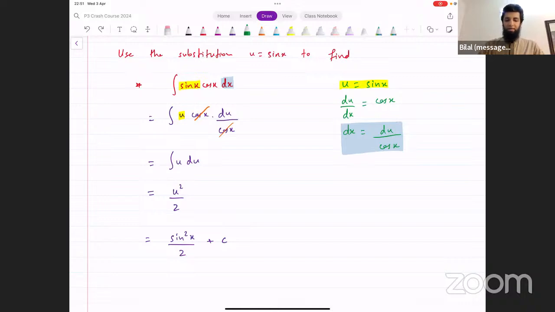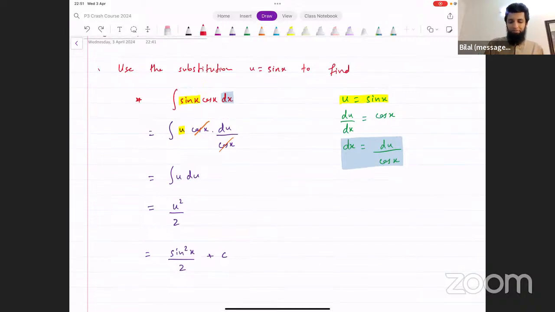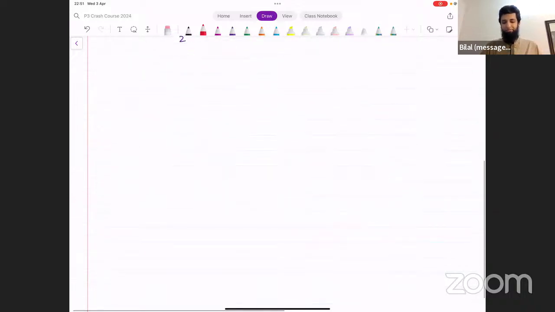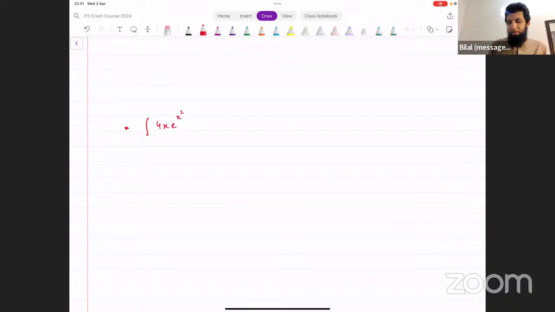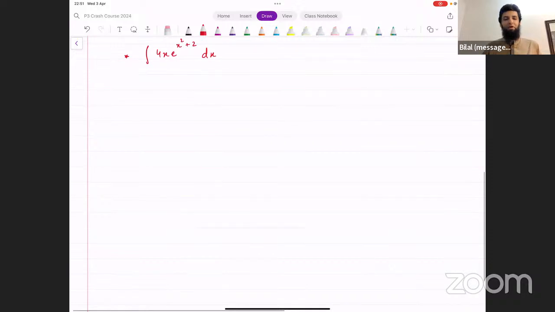Now, let's quickly have a look at one more example in which we try to make it slightly more complicated. So now let's say we have to integrate 4x e raised to the power x squared plus 2. We want to integrate this function with respect to x. And you are given a substitution. Remember, in substitution questions, the question will always tell you what substitution to use. So let's say they have given you that you should use this substitution, u equals x squared plus 2.